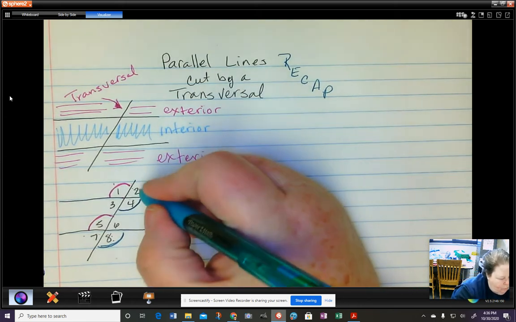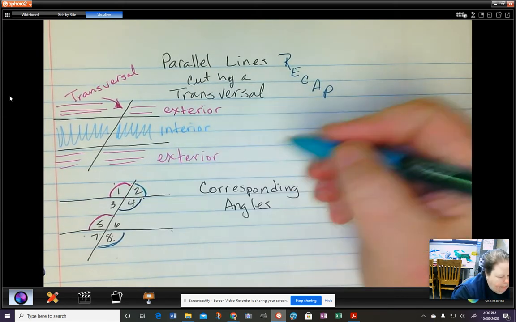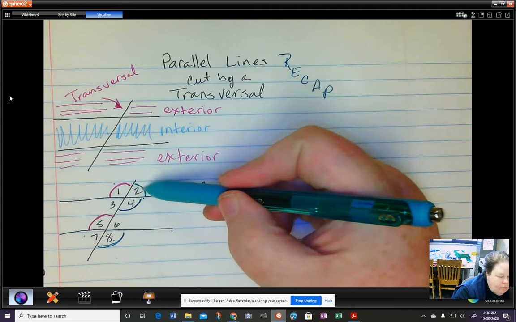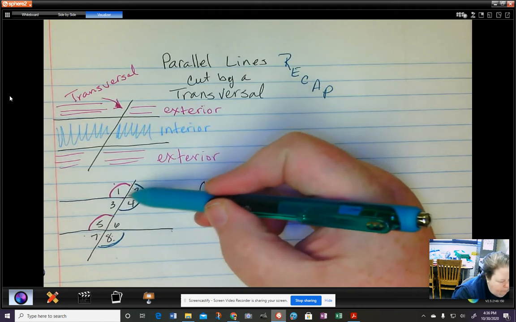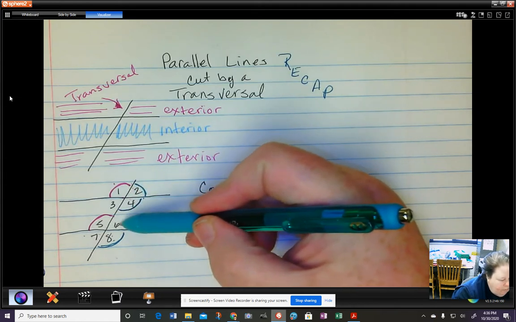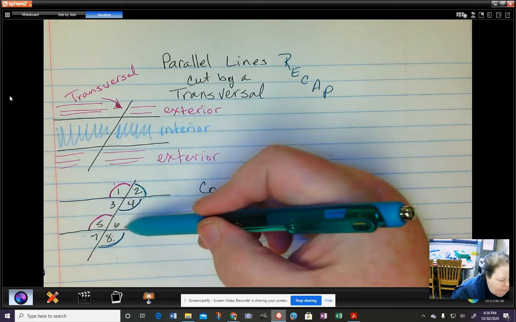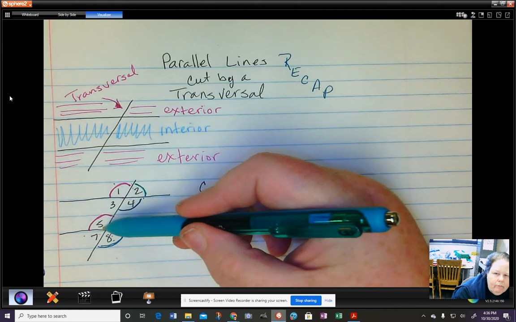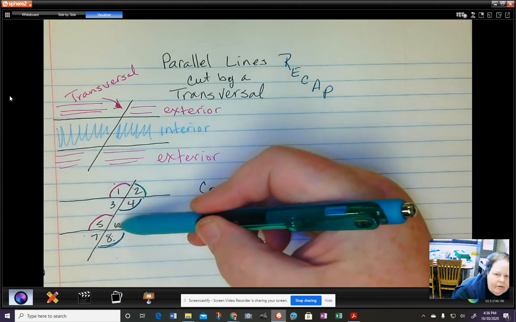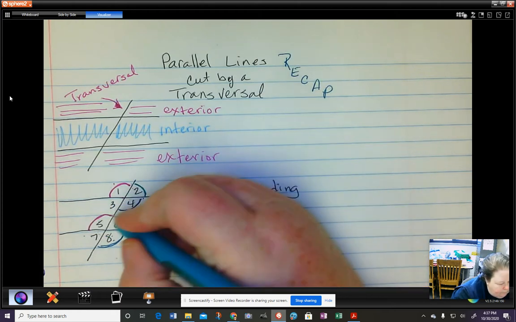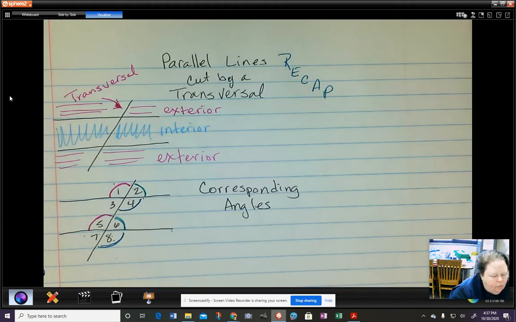So what about 2? 2 is on the top right. So I'm going to look at the bottom, find the top right. Here's the top. 5 and 6 are top. 5 is already taken by 1. So what's taken by 6? 2. 6 and 2 are corresponding angles.